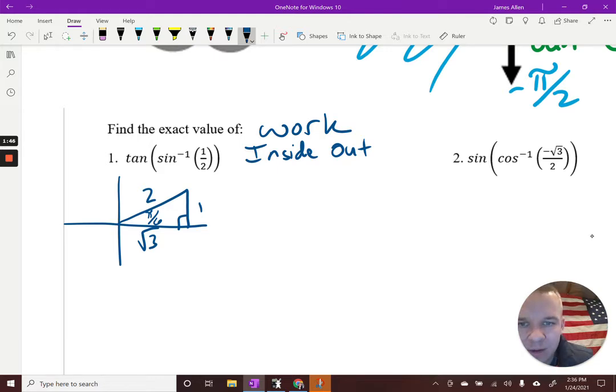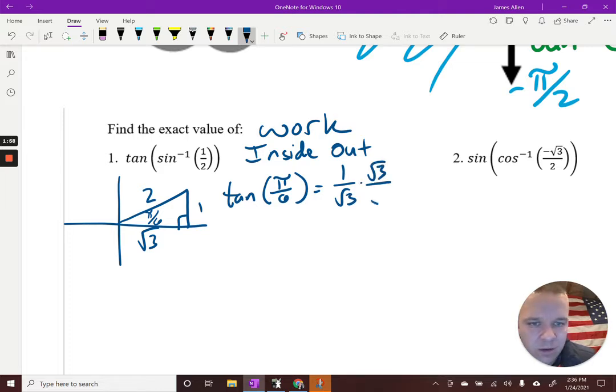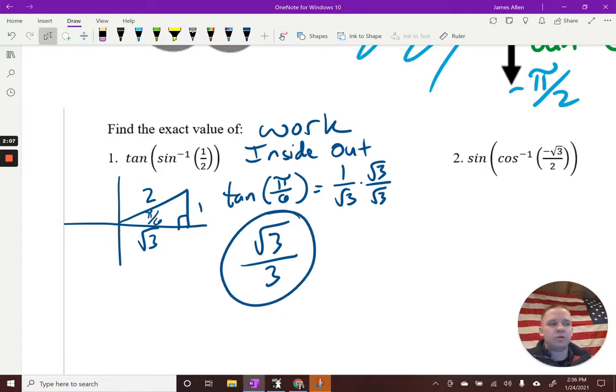So now I'm doing tangent of pi over 6, and I've already got my triangle drawn up. And that'd be 1 over root 3. And if I rationalize that, root 3 over root 3, I'm going to get root 3 over 3. There's my solution. Root 3 over 3, right? We're within our domain for our inverse sine. It's between negative pi over 2 and pi over 2. First quadrant, all's good. All's right with the world. Awesome. Let's move on. Let's keep going.